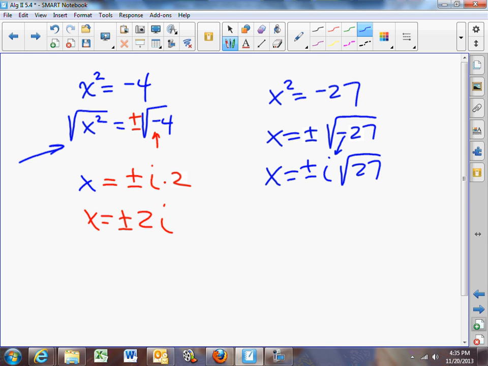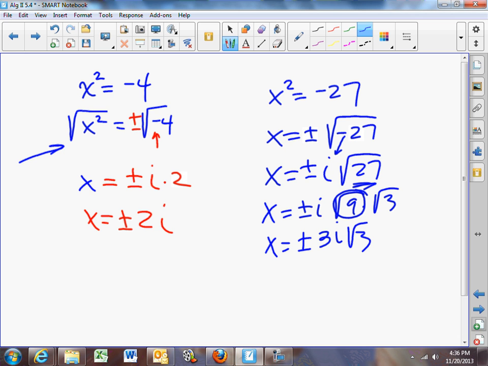Now, we can't really stop here. Are there any factors of 27 that are a perfect square? Why, yes, you say. 9 is a factor of 27, and it's a perfect square. So we have to think of this as x equals plus or minus i square root 9 times square root 3, and then we can take the square root of 9, so x is equal to plus or minus 3i square root 3. And that's the square root principle. So in this particular section, if you're solving a quadratic equation algebraically, they want you to use the square root principle. And we're done.